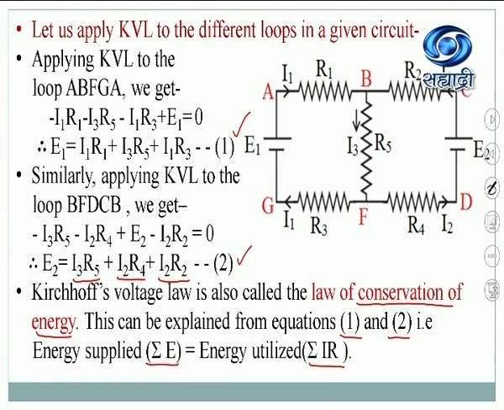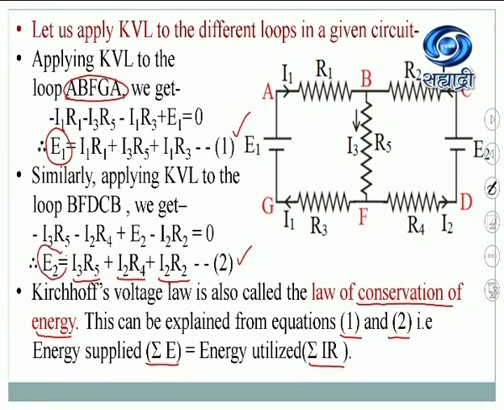So when we say that to the left hand side we have, say for example, this is E1. That means this is the energy supplied to the charge to circulate through the given loop. So this is the energy supplied in equation 1.